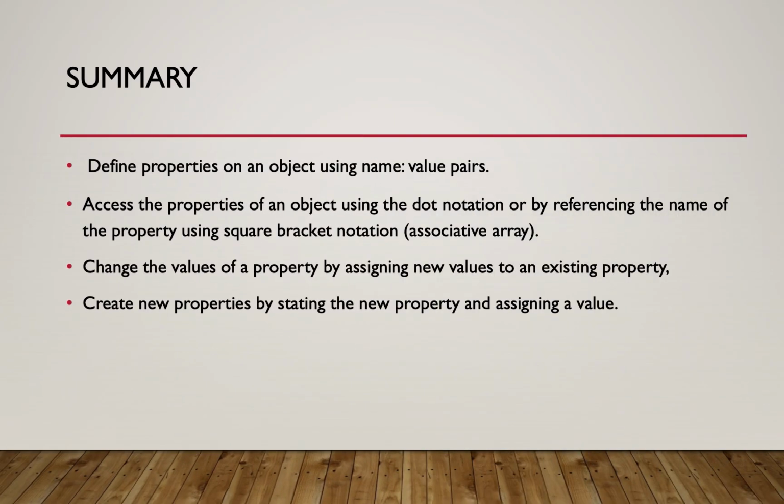All right, so this summarizes what we have talked about with object literals. We have defined properties on an object using name value pairs. We can access the properties on an object using the dot notation or by referencing the name of the property using the square bracket notation. We reviewed how to change the values of a property by assigning new values to an existing property. And lastly, we can create new properties by stating the new property and assigning a value.